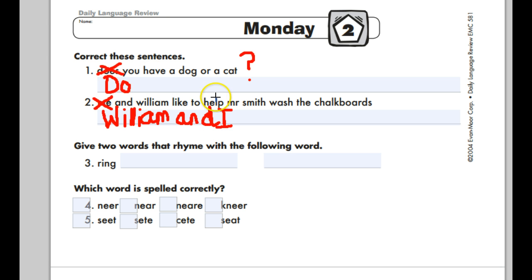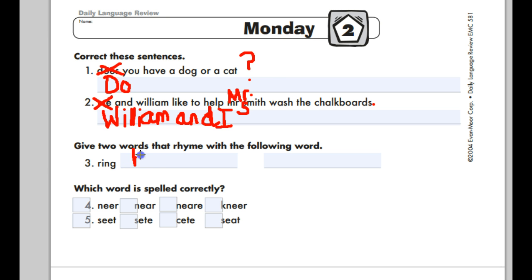"William and I like to help Mr. Smith." Mr. is an abbreviation, capital M R period. Smith is his name, capital S. "Mr. Smith washed the chalkboards," period. It's a declarative sentence.